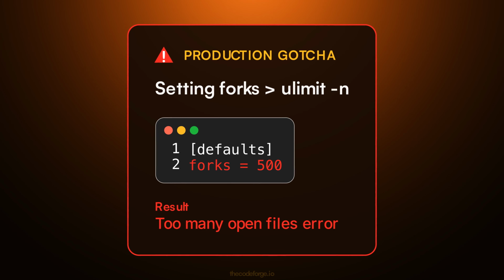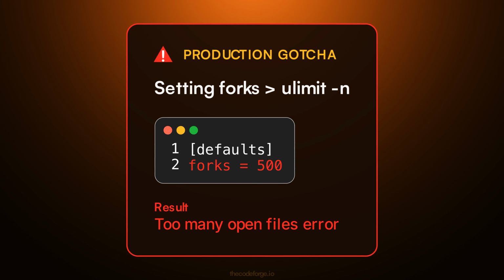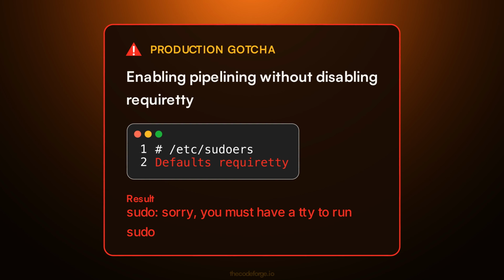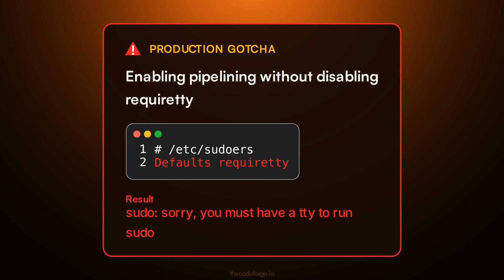If you set forks higher than your file descriptor limit, Ansible will crash with too many open files. Always check ulimit -n first, and set forks to at least 50 less than that limit. If managed hosts have Defaults requiretty in sudoers, pipelining will fail with a sudo error. Fix by disabling Defaults requiretty in sudoers on all hosts.